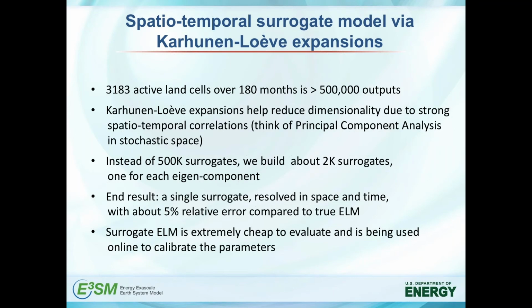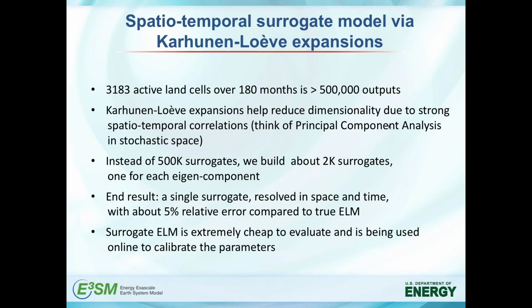This is a method that Kachik developed. It's a spatio-temporal surrogate model via Karhunen-Loève expansions. A big problem with these global ensemble members is we have a huge number of outputs. You can consider each value of GPP over every grid cell and every time point as a separate quantity of interest that we need to estimate with a surrogate model. In the 2-degree offline model, we have over 3,000 active land cells, and in this case, we're looking at 180 months of output from 2000 to 2014. That's over 500,000 values or outputs for GPP.